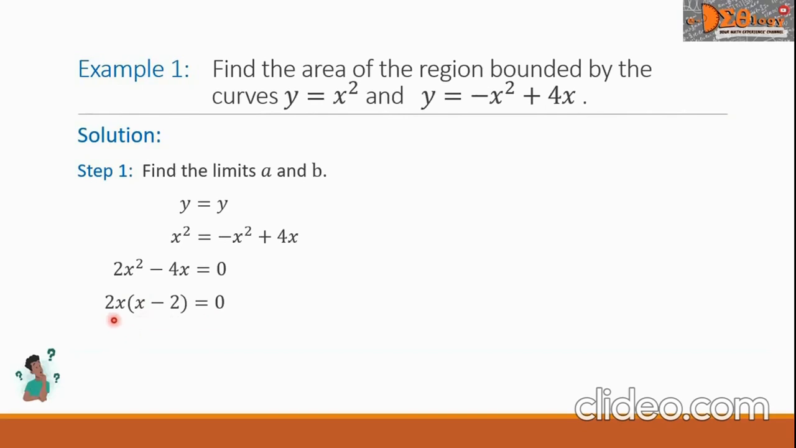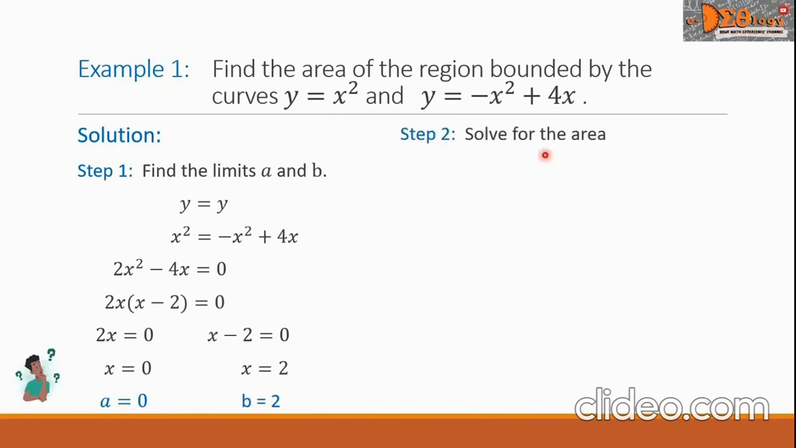Let us equate each factor to 0. So we have 2x equals 0 and x minus 2 equals 0. Solving for x in the first factor, we have now x equals 0, while for the second factor, x equals 2. Therefore, we can write the a and b. The a equals 0 because this is the smaller value of x, and the b equals 2, the bigger value.